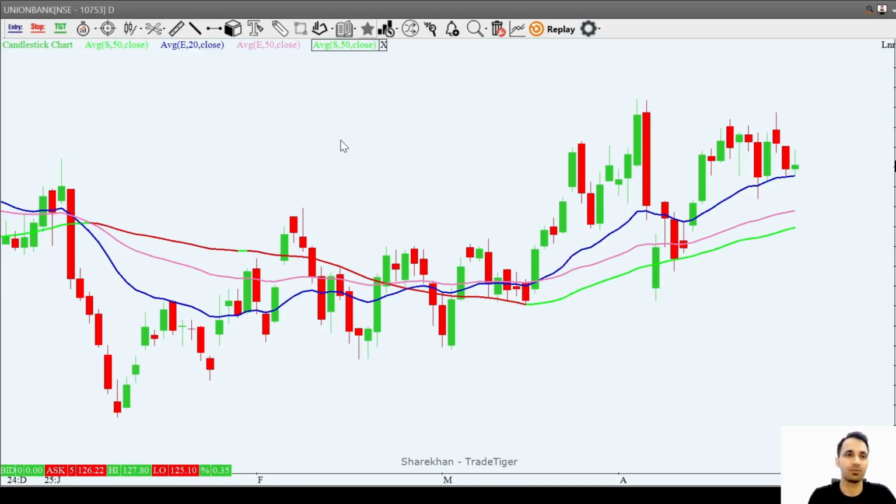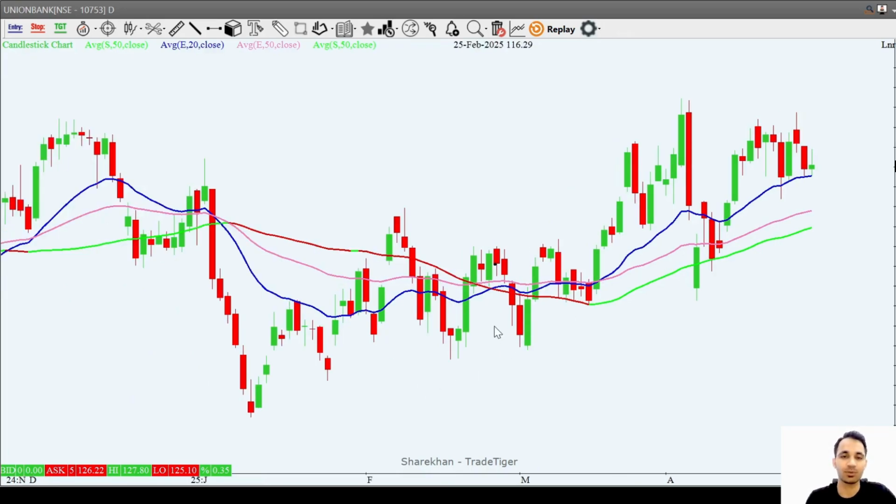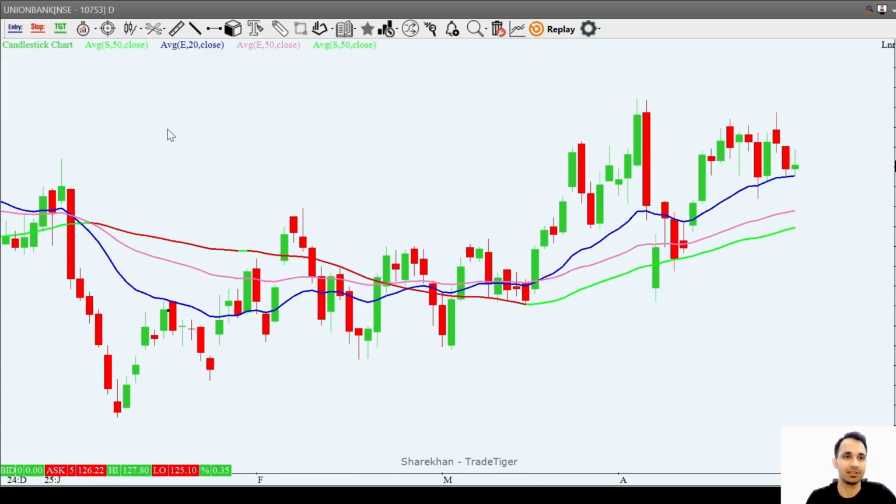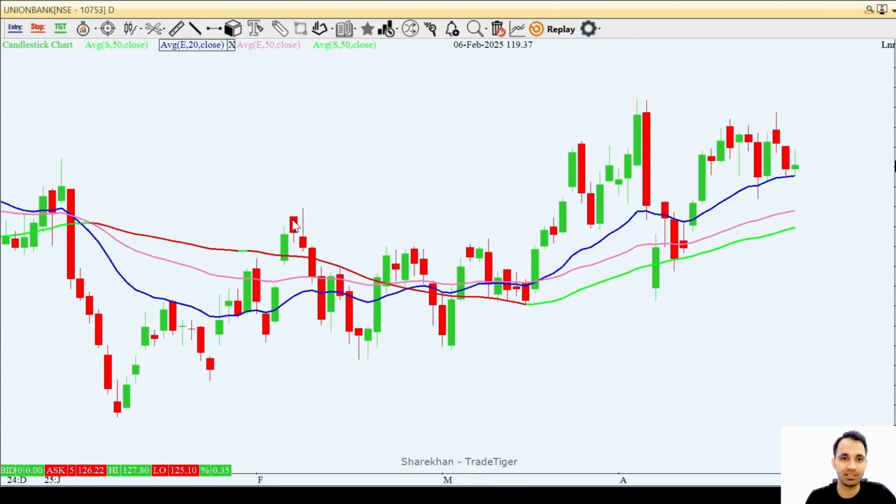So now we are on the Union Bank chart of daily time frame. Now let's try to see some demand and supply zones and how they work. First, we try to understand the trend reversal. So for example, in here you can see the price was continuously coming down, and then from this point it made a reversal. You can see.